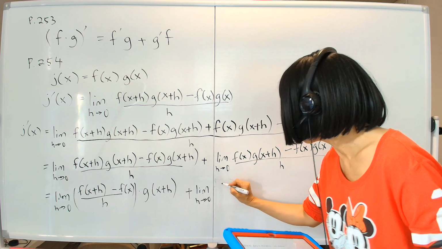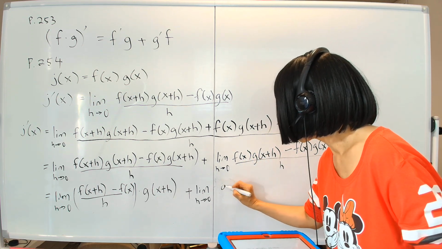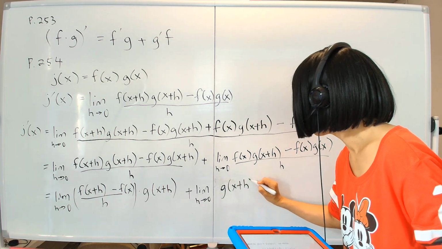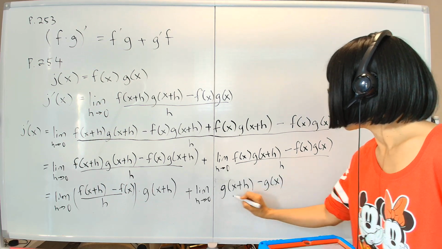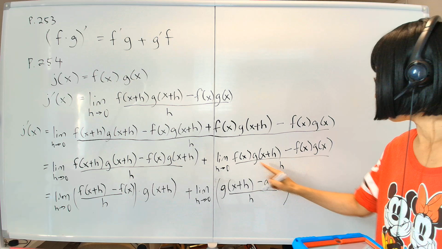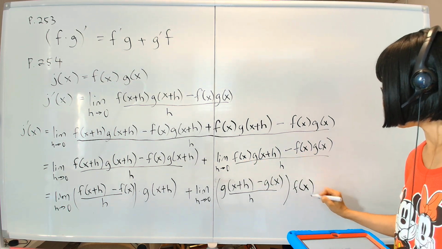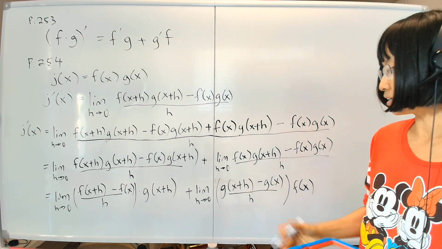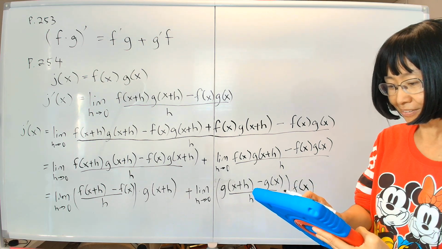So what we have left after factoring out f of x, we will have g of x plus h minus g of x divided by h. And then this whole thing will be multiplied by f of x, which we factored out, since there's one here and one here. All right, so far we have done a very simple factoring that involves a lot of writing. All right, and at this point, so now what?